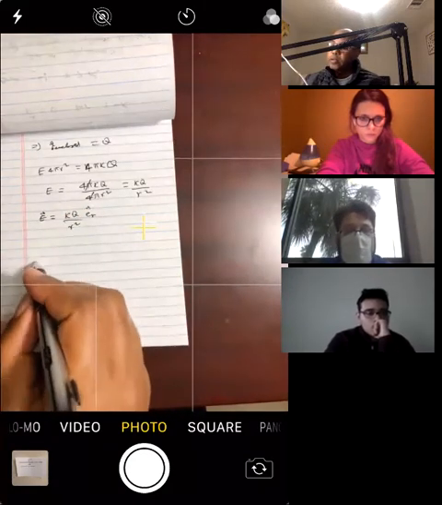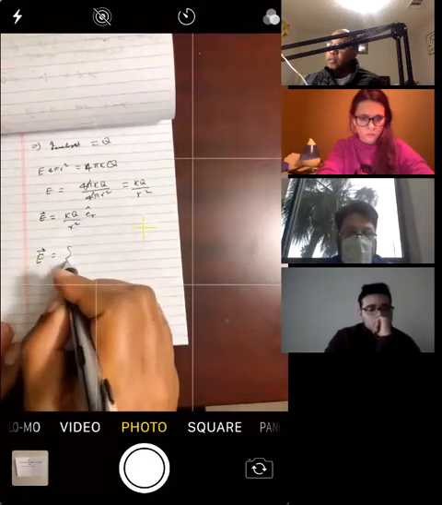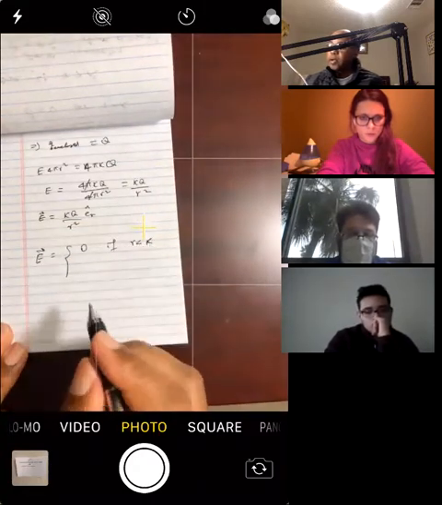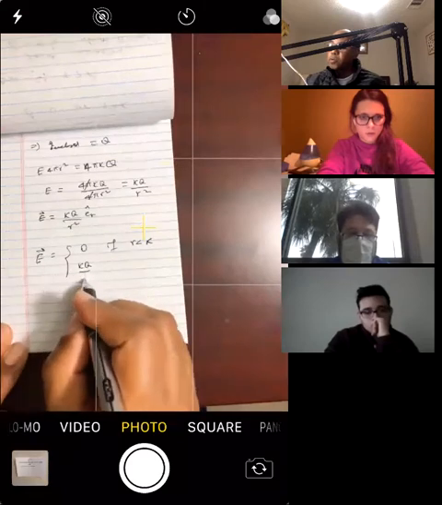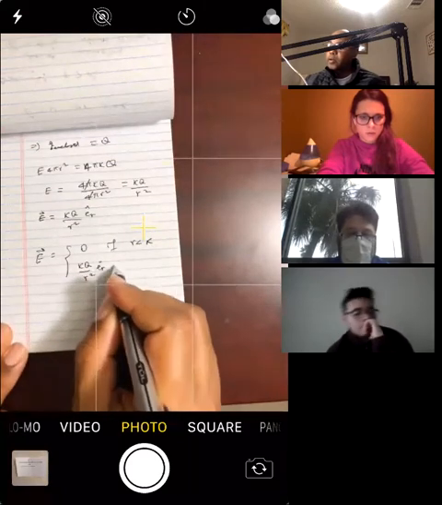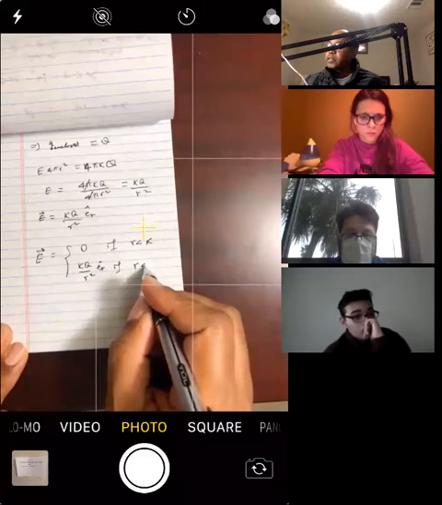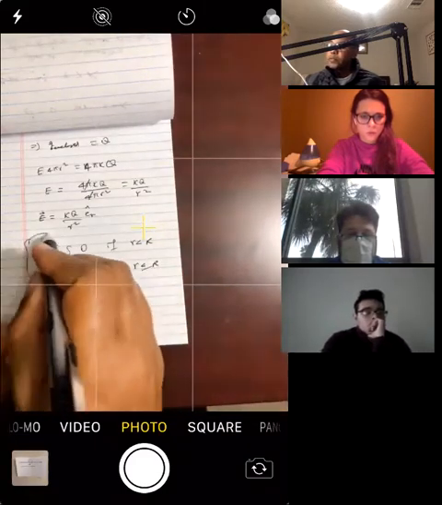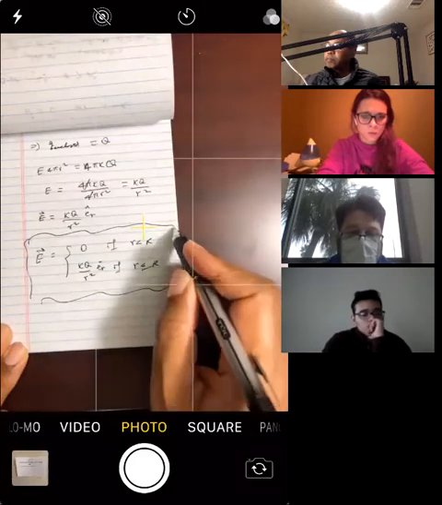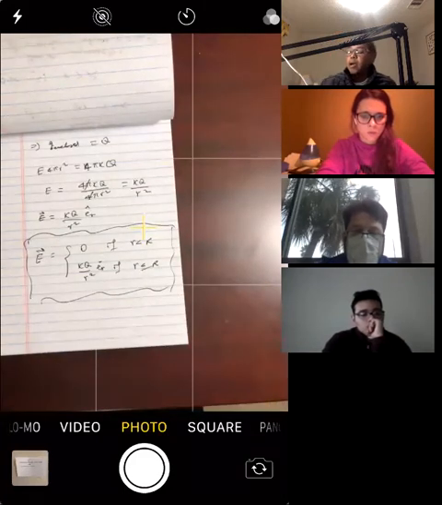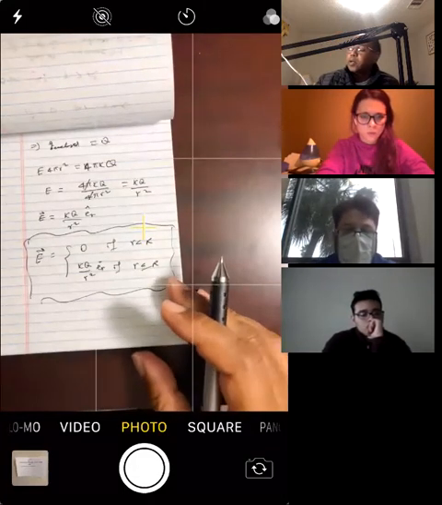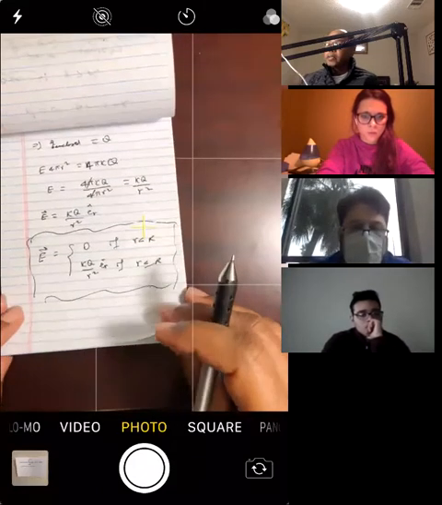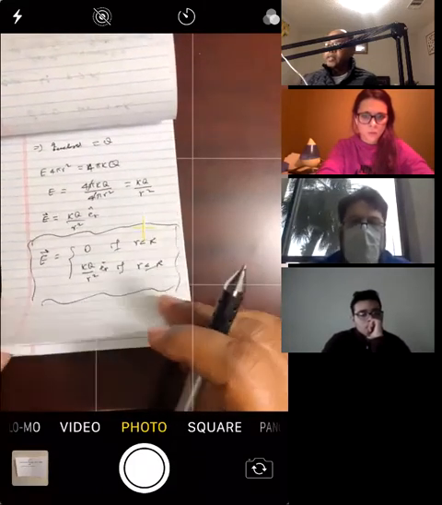So now let's put them together. E equals 0 if r is less than R, and equals KQ over r squared e_r if r is greater than or equal to R, okay? So this is the electric field due to a uniformly charged shell, okay?